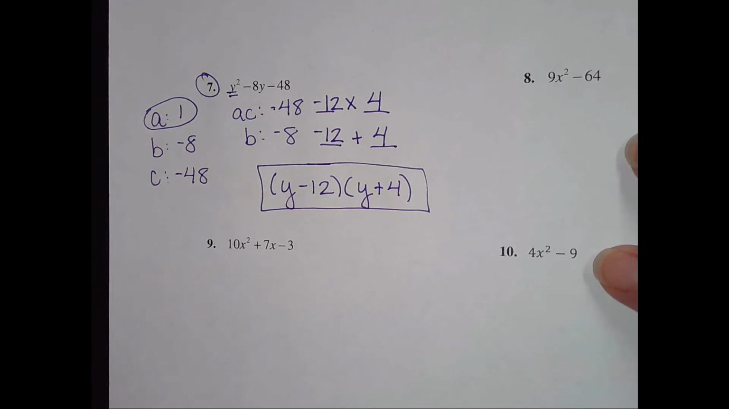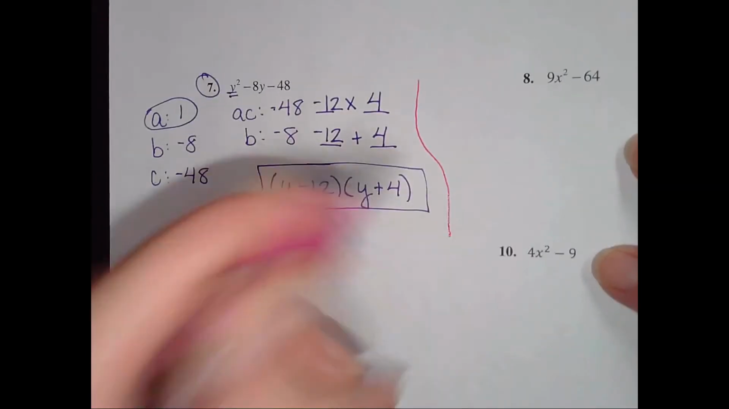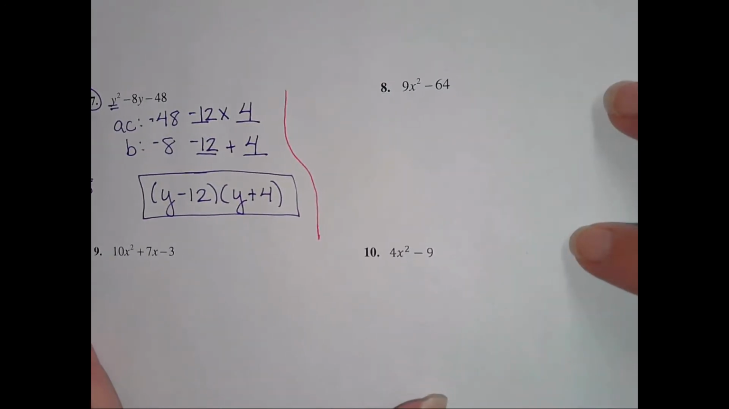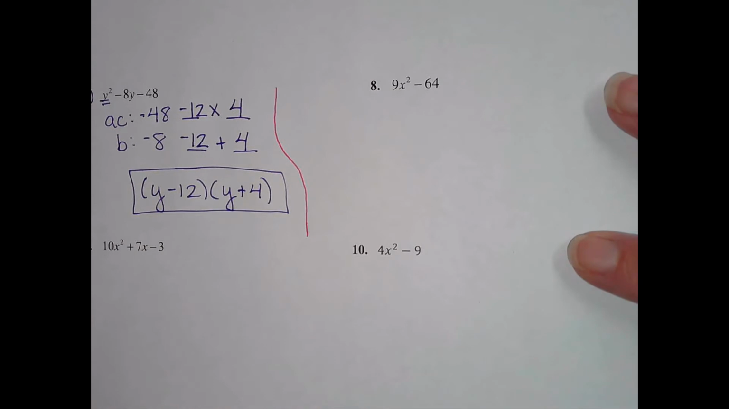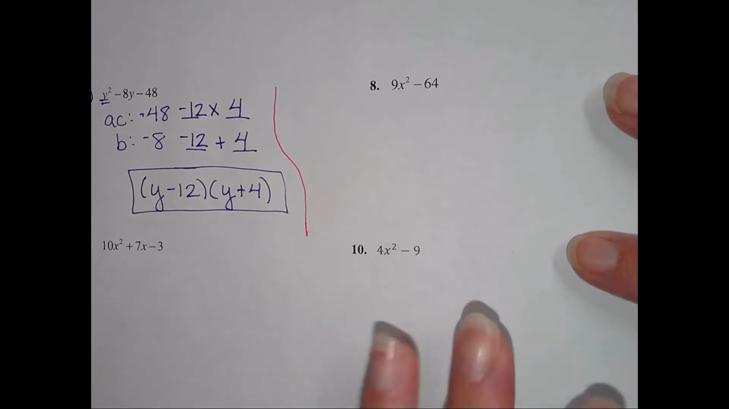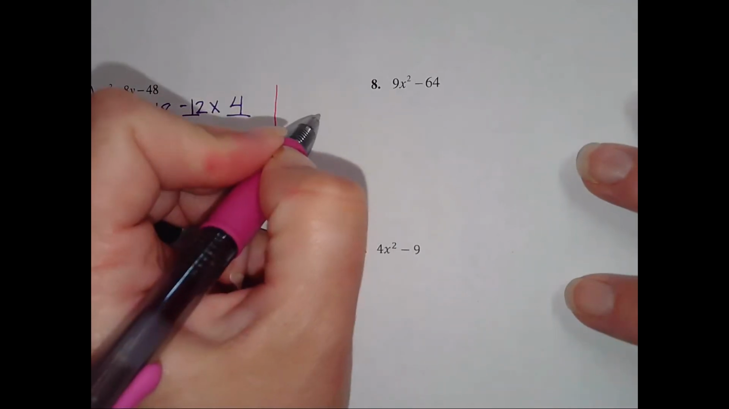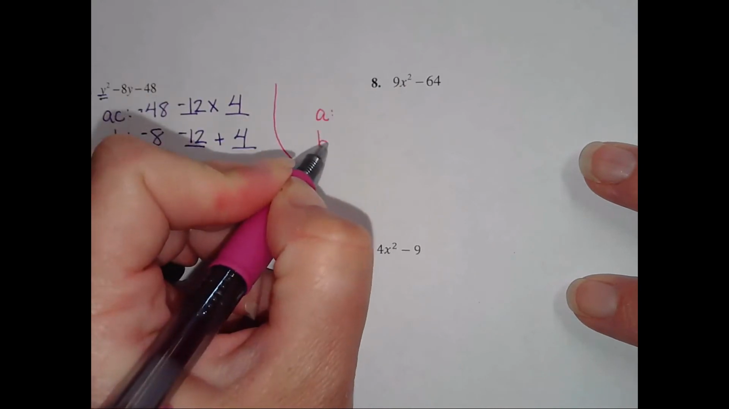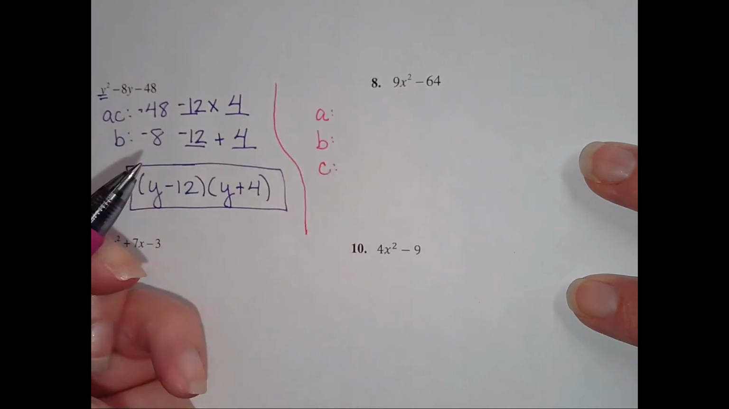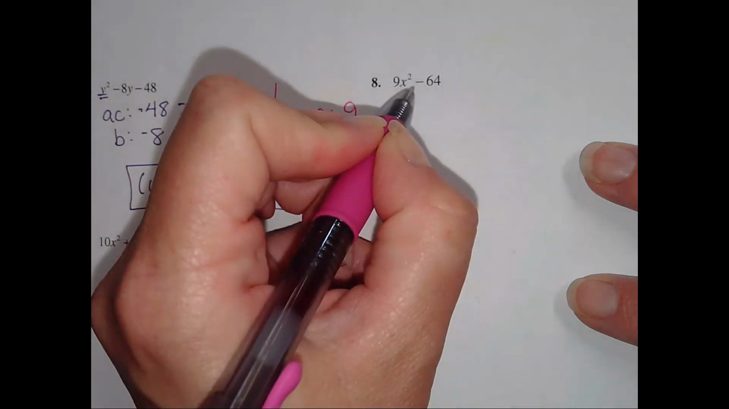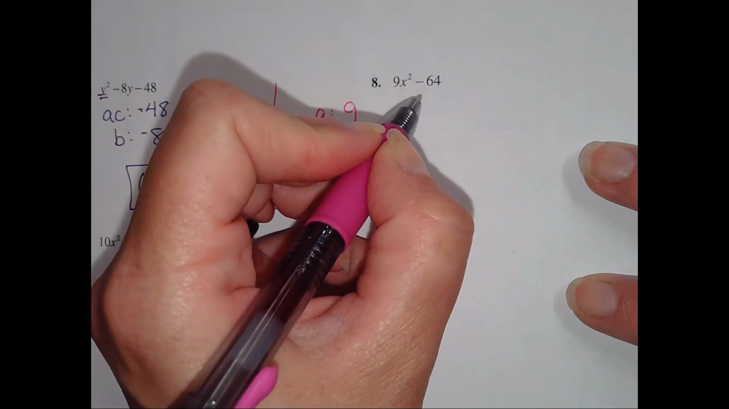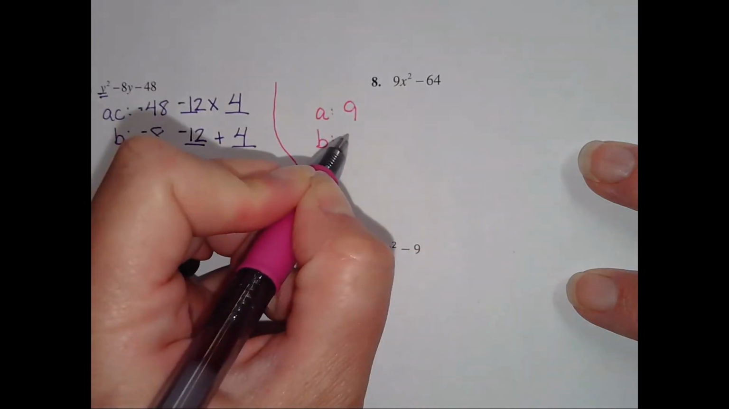All right. So let's take a look at number 8. You're going to hate me when you see these numbers. Okay, for number 8, you again are still factoring. You do these the same exact way that we've been doing all the rest of them. So we list out first A, B, and C. A is 9. B is the middle term, which is missing. So that means B is 0.